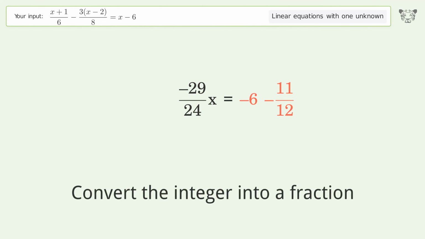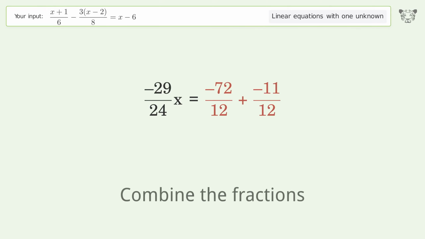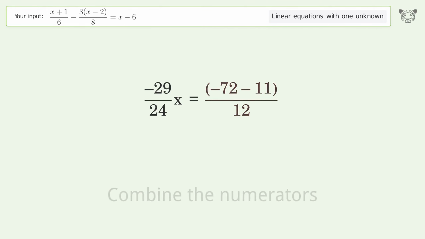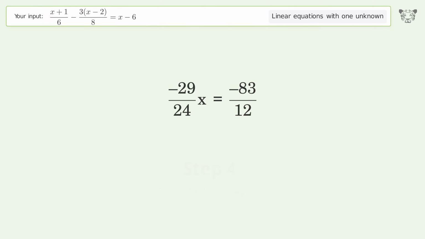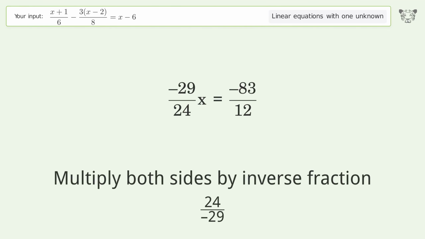Convert the integer into a fraction. Combine the fractions. Combine the numerators. Isolate the x. Multiply both sides by the inverse fraction, 24/29.